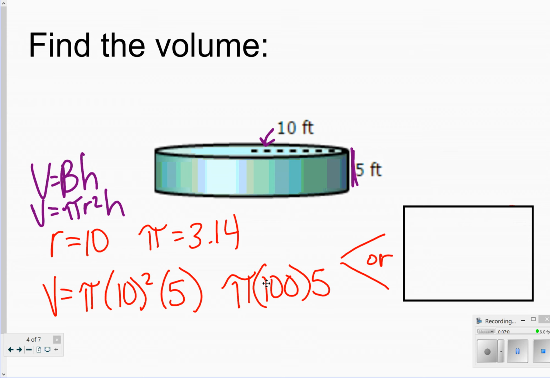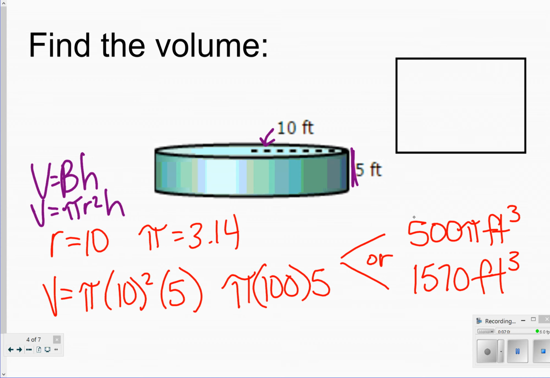And again, we have two different ways that we can write our final answer. We can write it with pi, and so with pi, it is 500 pi feet cubed. And if we calculate with the approximation for pi, 3.14, we would get 1,570 feet cubed. And you notice the pi symbol is gone because we used it in our calculation. Hopefully that's one of the answers you got.